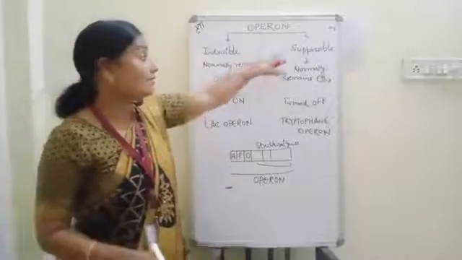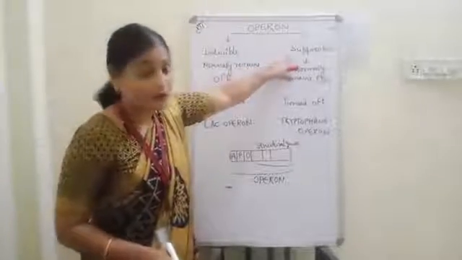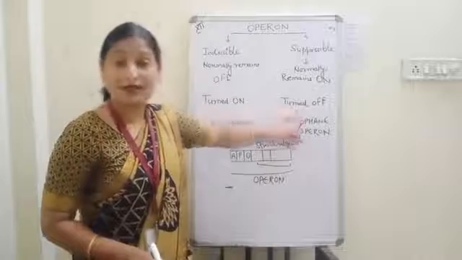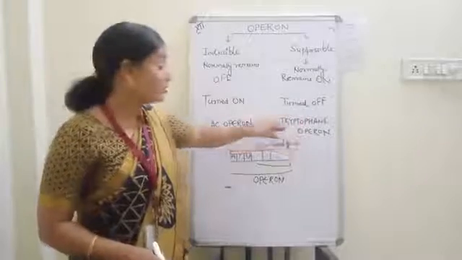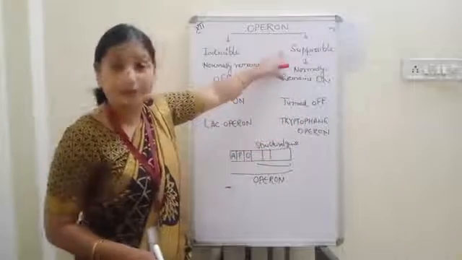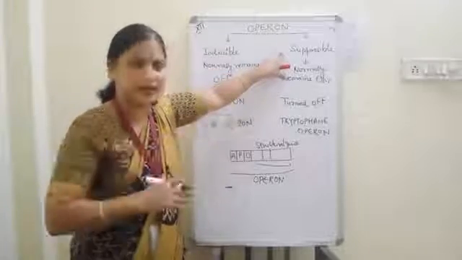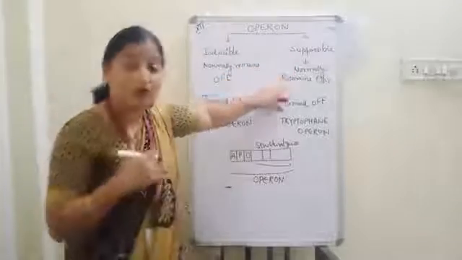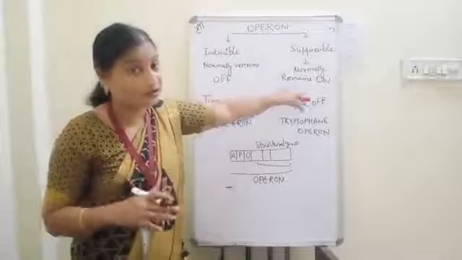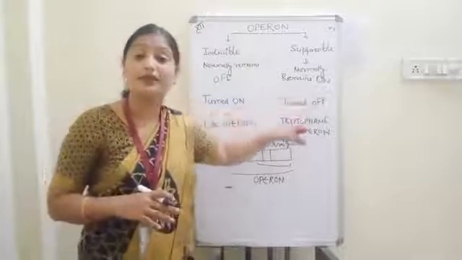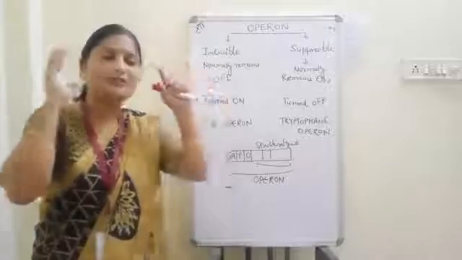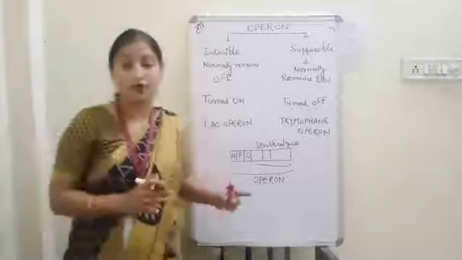And the second one is suppressible. I told you that we have another type called tryptophan. Now tryptophan comes under suppressible. The meaning of suppressible is that we can suppress something. That is, in a normal situation it remains on, but we can turn it off. So this is the basic concept of the operon.